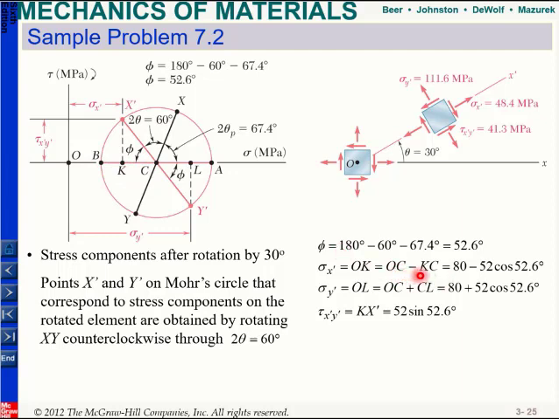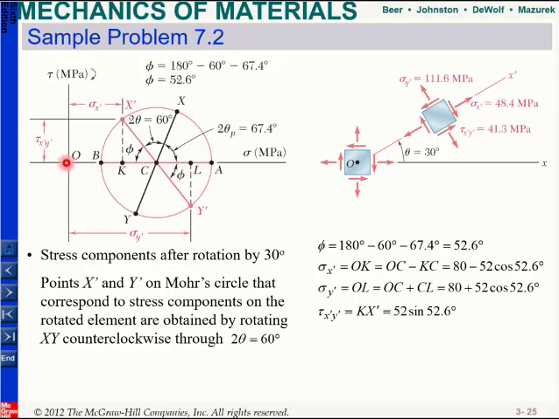Okay, so it's OC minus KC. And O to C I already calculated is equal to 80. And this is R, so KC is equal to R times cosine theta. So the distance from K to C is equal to R times cosine theta. And if you want to find your sigma y prime, what I need to find is the distance from O to L.